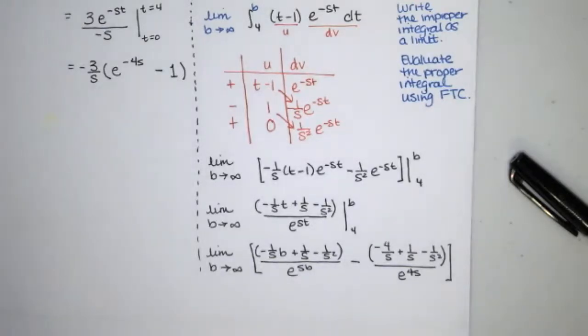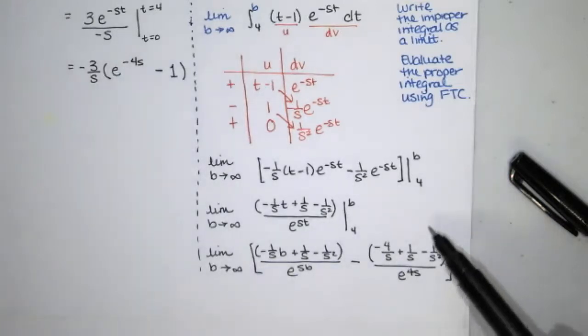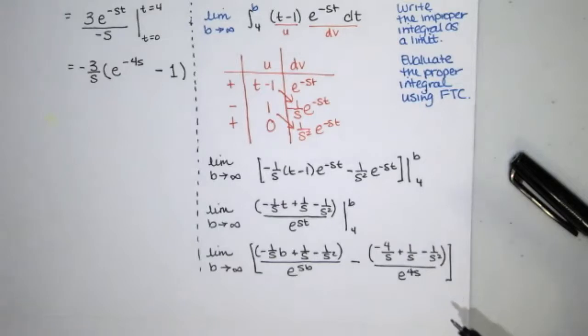We need to know how to compute the limit as b goes to infinity of this expression. Well, there are no b's in this. The limit of a constant is just the constant, so we're just going to have this as a factor. But this part, well, it has this behavior.